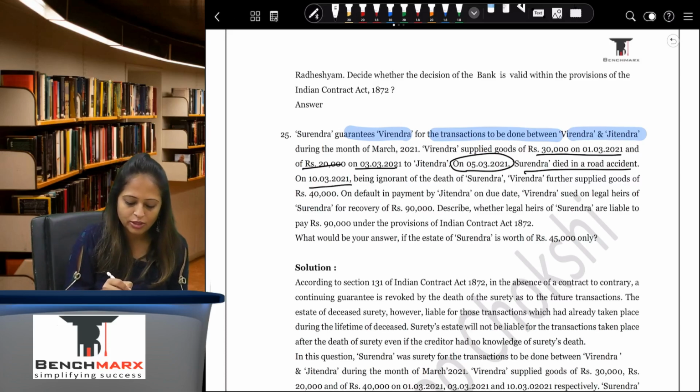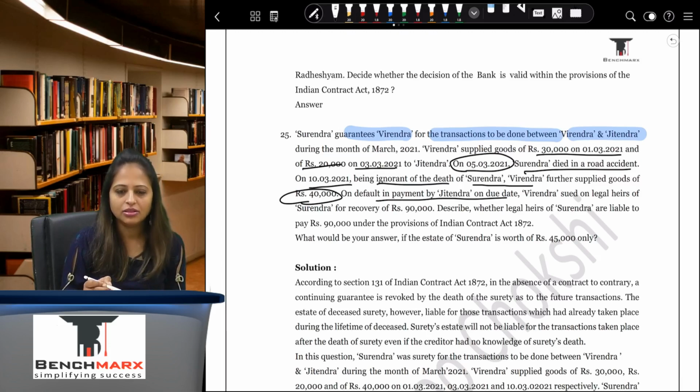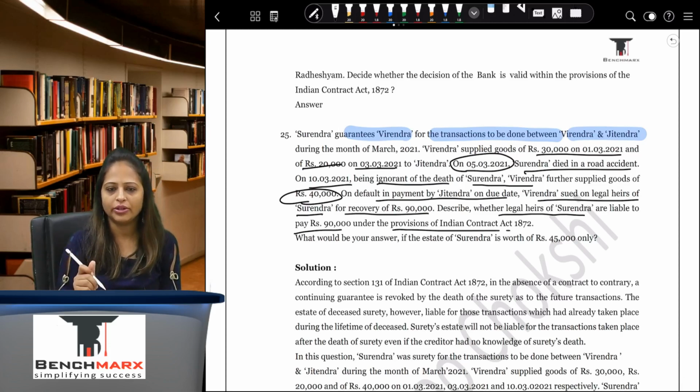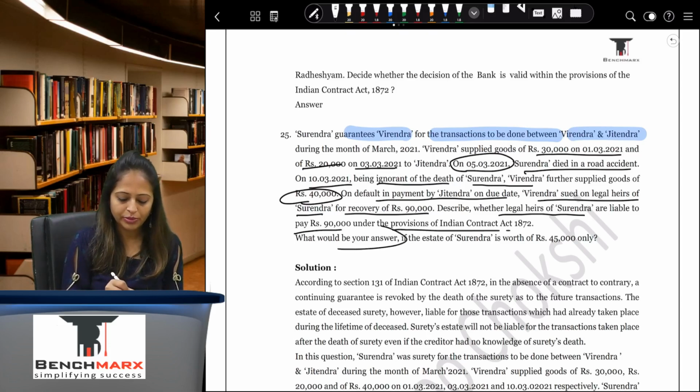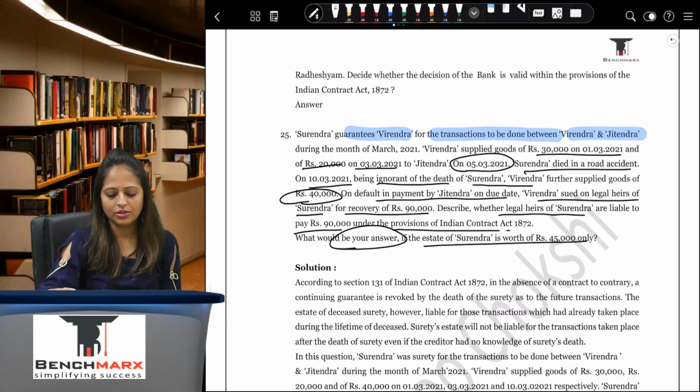On 10th of March, being ignorant of the death of Surendra, Virendra supplied goods of rupees 40,000. On default in payment by Jitendra on the due date, Virendra sued the legal heirs of Surendra for recovery of rupees 90,000. Describe whether legal heirs of Surendra are liable to pay 90,000 under the provisions of the Indian Contract Act. What would be your answer if the estate of Surendra is worth rupees 45,000 only?